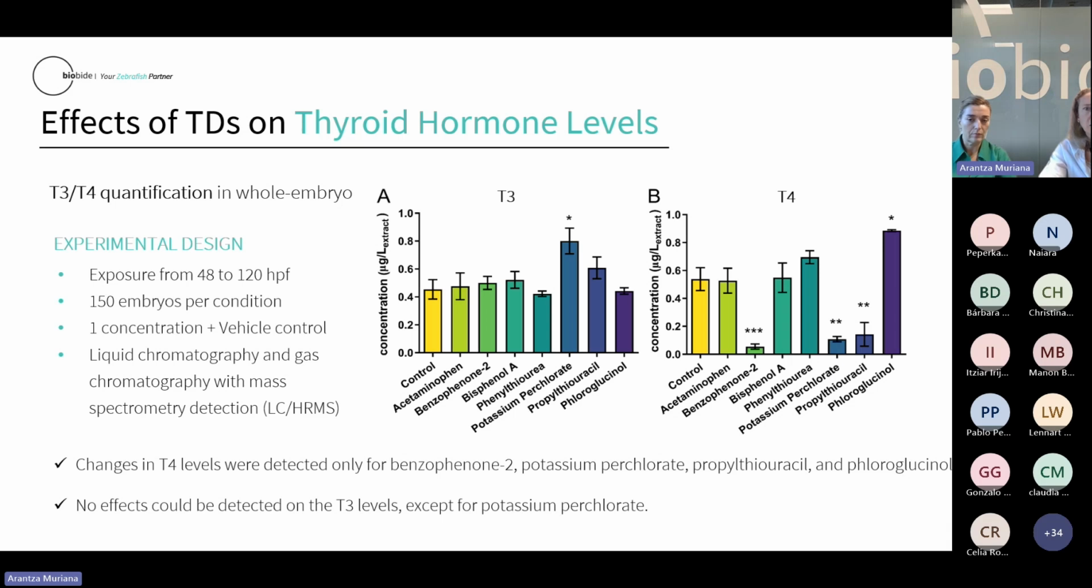But we also detected a decrease for T4 levels for benzophenone 2, propylthiouracil, and phloroglucinol. But phloroglucinol shows an increase in the T4 levels. So with this assay, we could study that changes in T4 levels were detected only for benzophenone 2, potassium perchlorate, propylthiouracil, and phloroglucinol, and no effects could be detected on the T3 levels except for potassium perchlorate.